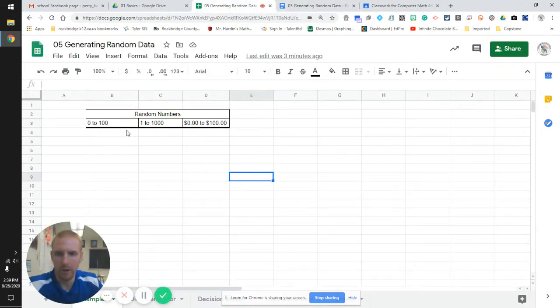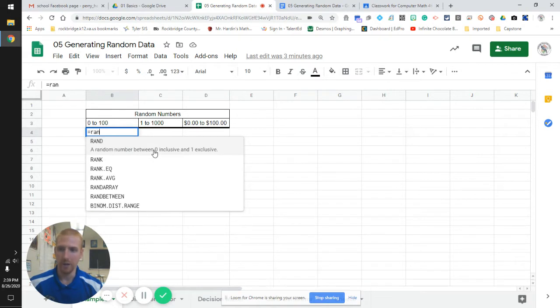But I want to create some random numbers. And first up, I want to create some random numbers from 0 to 100. So I'm going to type in equals random. And before I even get very far, there's a lot of options that come up. First up, it says RAND, and it says a number between 0 inclusive and 1 exclusive.